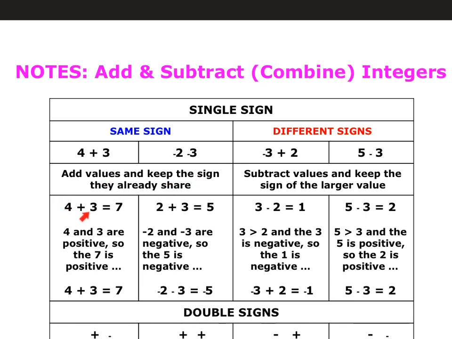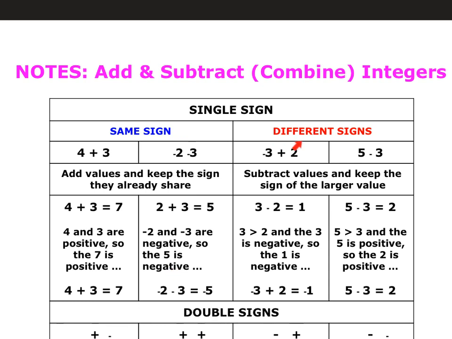Let's take a look. 4 plus 3 equals 7. So we added the values. 4 and 3 are both positive, so the 7 is also positive. Keep the sign that they already share. Here, add the values. So we're just temporarily ignoring the negative signs. We're going to add those values. 2 plus 3 will give you 5. Now the -2 and the -3 are both negative, so the 5 is also going to become negative. So same signs, you're going to keep the sign the same in the end.